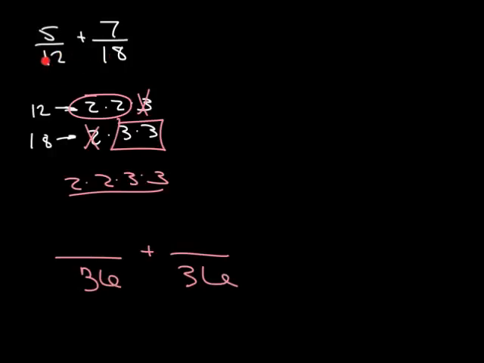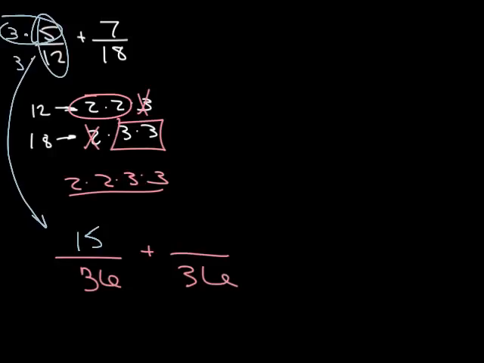How many times does 12 go into 36? How did we get from 12 to 36? We multiplied it by 3, which means if we do something to the bottom, we have to do it to the top. So this becomes 15. So 5 over 12, another way of writing that same fraction, is 15 over 36. We just made it look bigger. This 18, we changed to 36 by multiplying it by 2, so we multiply the top by 2, and that becomes 14.